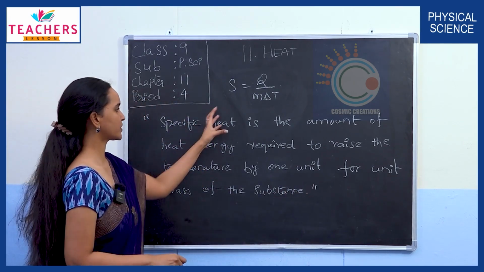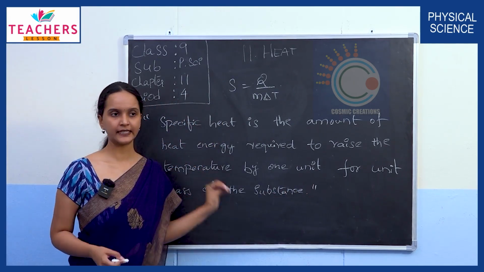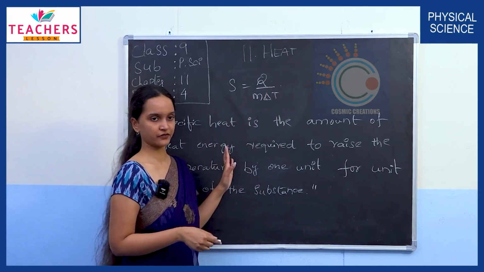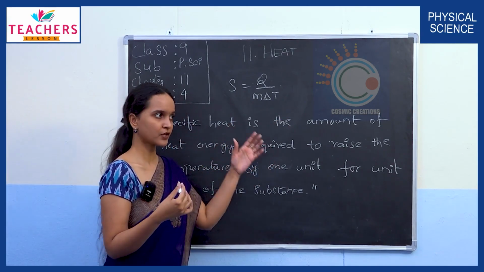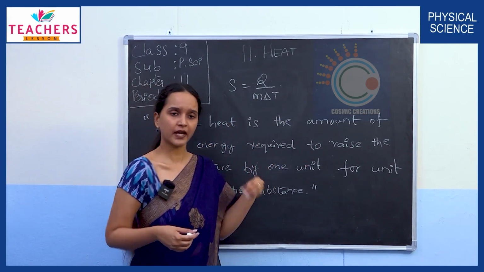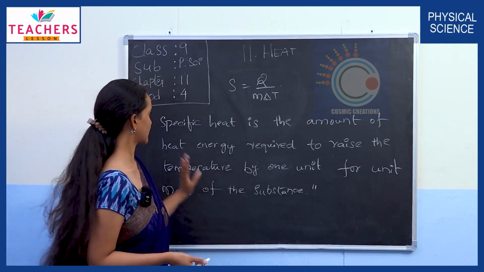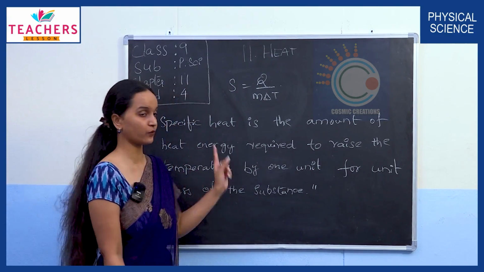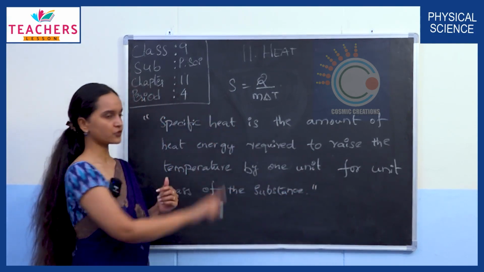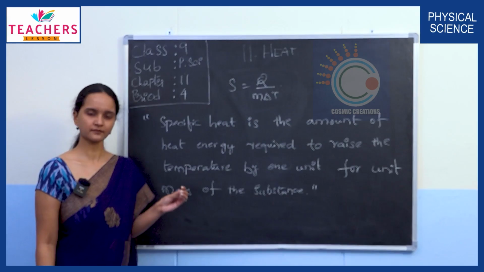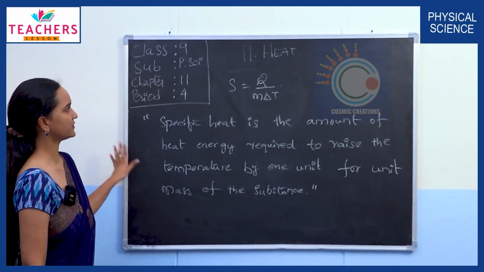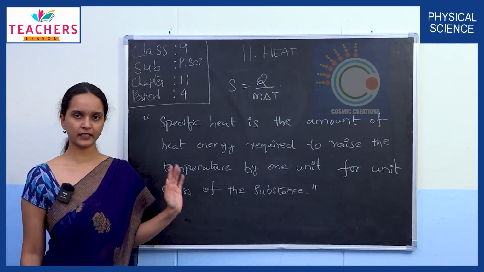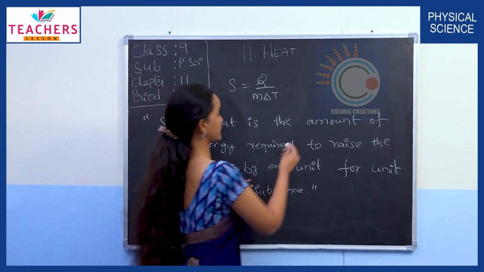So by looking at this equation, we can easily define the specific heat, which is the amount of heat required for unit mass of the substance to raise its temperature by how much? By 1 unit. So specific heat is the amount of heat energy required to raise the temperature by 1 unit for unit mass of the substance. Get it? Now that we have defined the specific heat capacity and also we have the equation, let's look at the units.